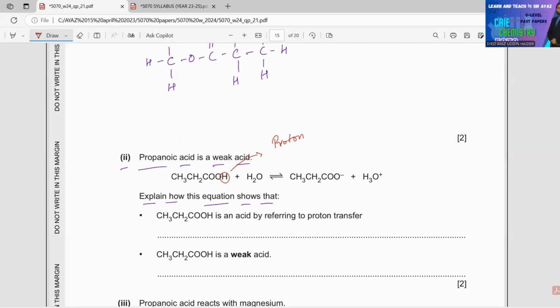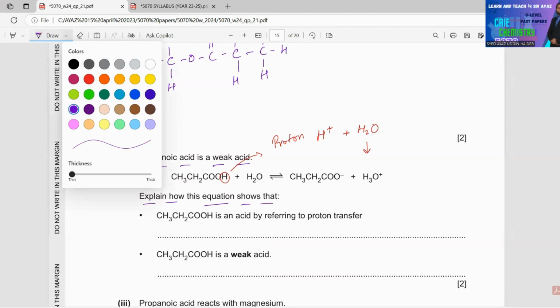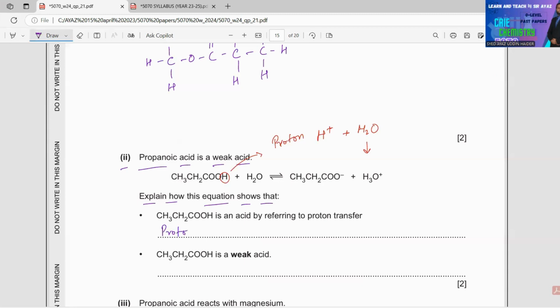And it's going to react with water, H2O, producing the H3O positive ion. So what I'm going to write is: proton transferred from acid to water.